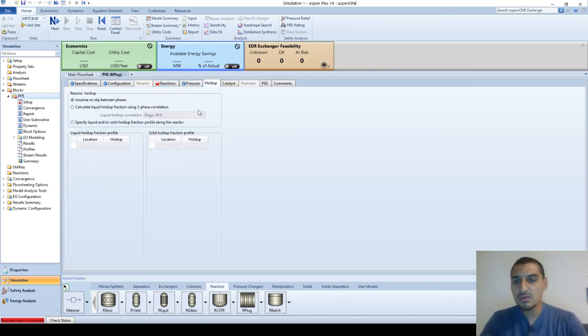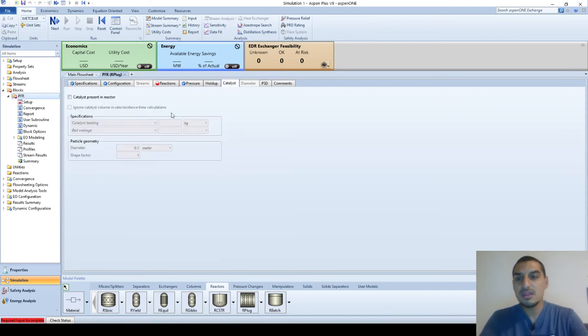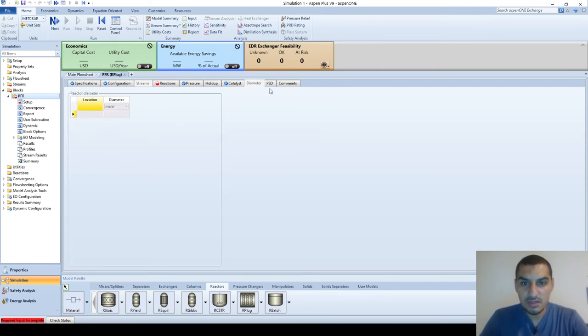The holdup is related to working with two phases and having one phase dragging the other with it, so it's holding the other phase with it. In this case, you can assume that there is no slip, or you can calculate the liquid holdup. I'm going to assume there is no slip between the phases. I personally don't have any phases here. This next part is related to the catalyst. You can define a catalyst inside the reactor, and you can define the catalyst loading, the voidage, the particle density, or whatever. Again, I don't have any information about this, so I'm not going to go through it. The diameter we mentioned before, and this is the PSD, the particle size distribution.